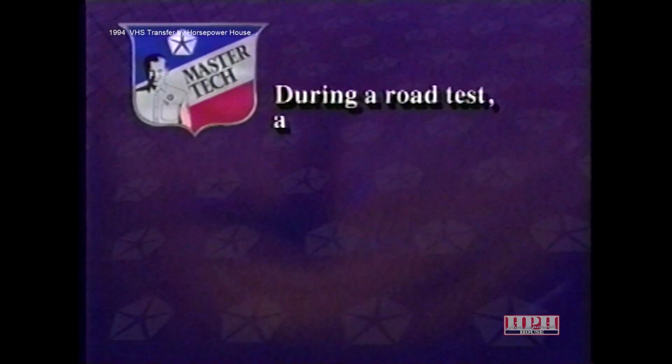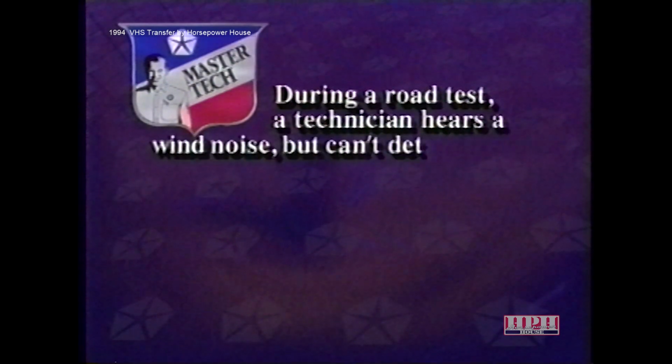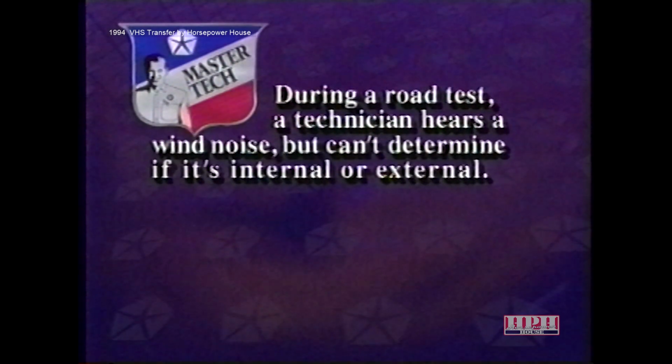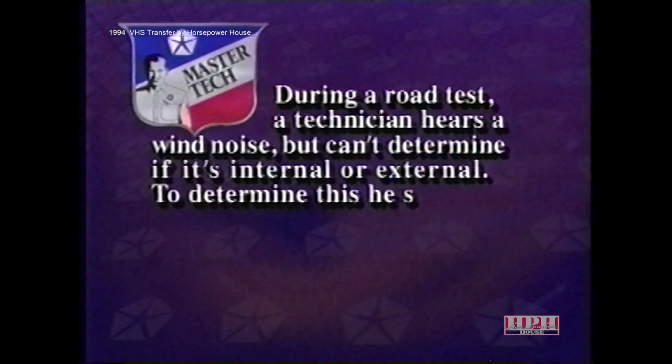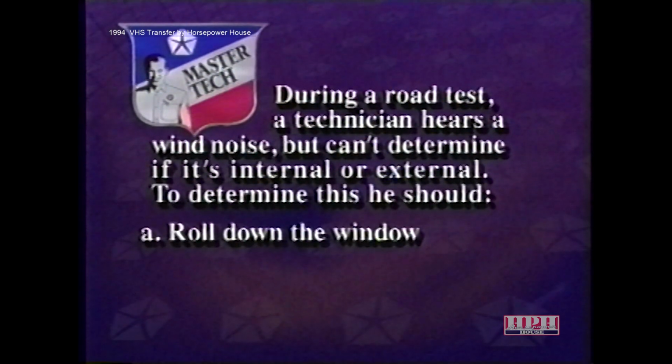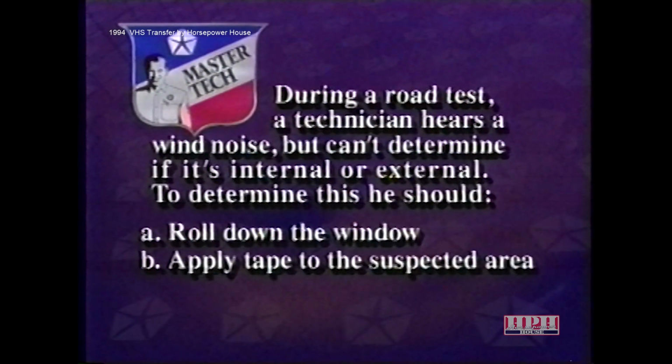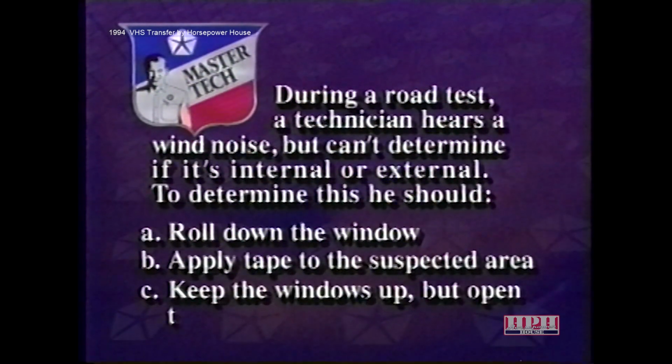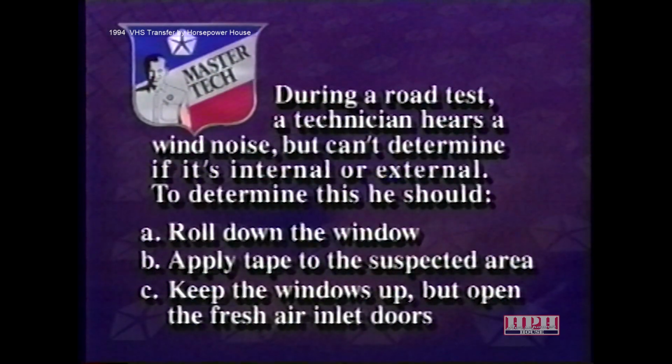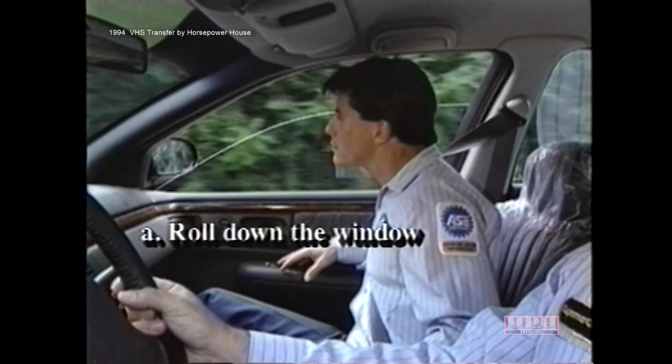During a road test, a technician hears a wind noise, but he can't determine if it's internal or external. To determine this, he should A, roll down the window, B, apply tape to the suspected area, or C, keep the windows up but open the fresh air inlet doors. The answer is A. On a test drive, the best way to determine if the noise is internal or external is to roll down the window. If you can still hear the noise, it's probably external.